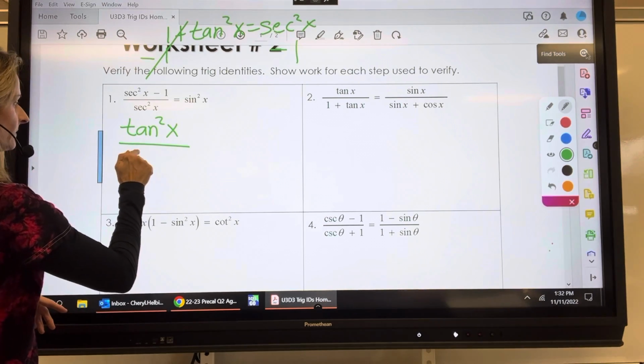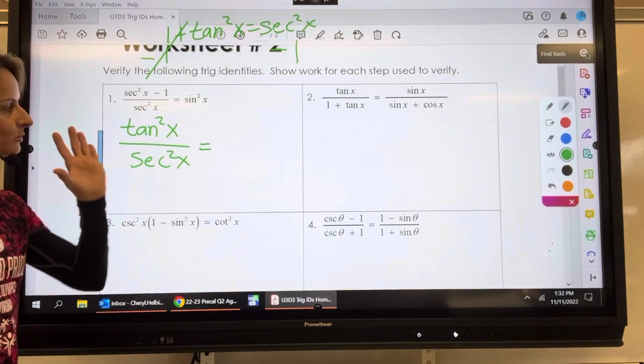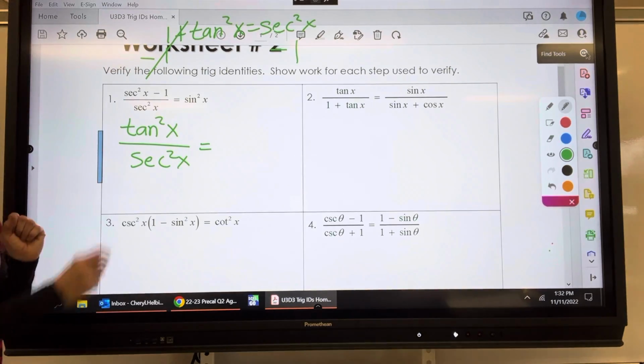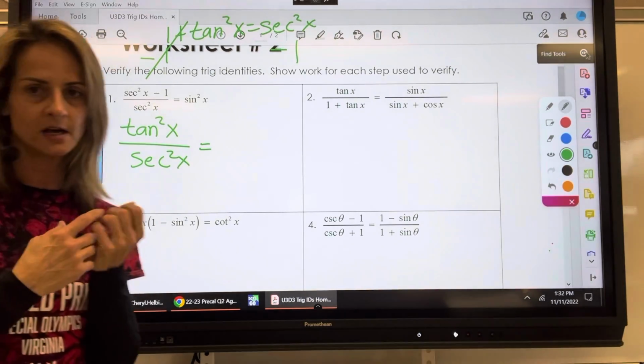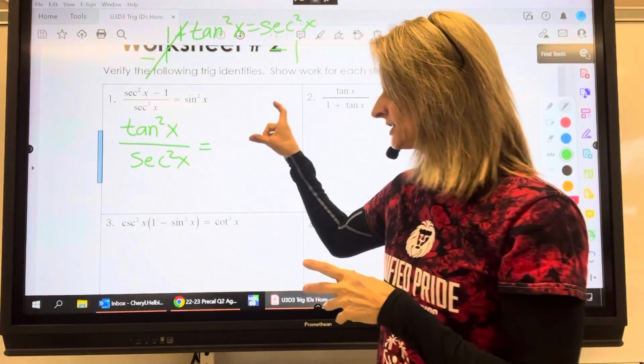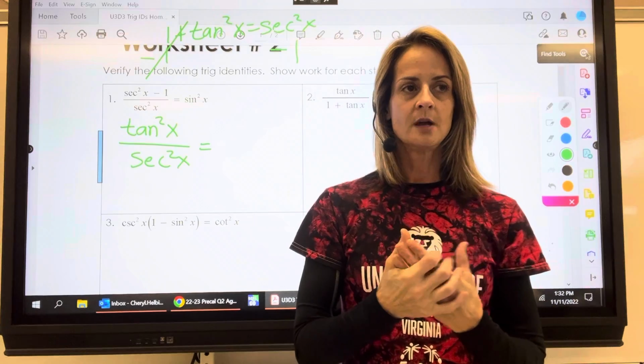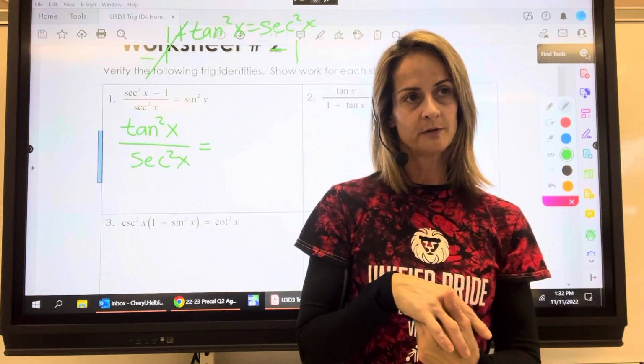For secant squared minus 1. Is everybody good with the first step? I'm going to put my equals on the right side since I chose to start on the left side, to work on the left side. Now I'm going to rewrite the tangent as sine over cosine, but that's the tangent squared, so it'll be sine squared over cosine squared.